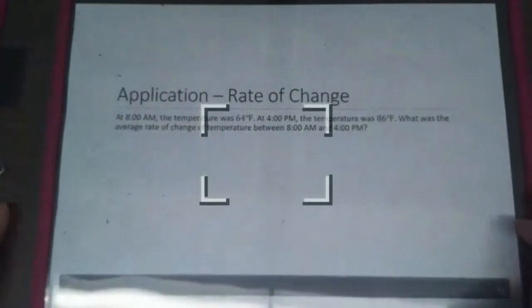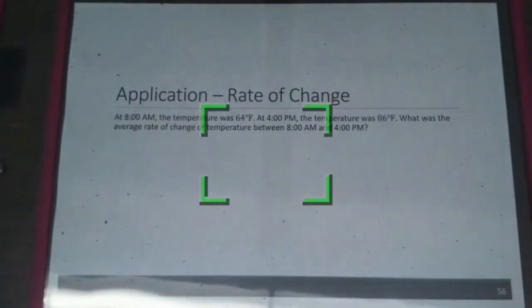Here's another slope-related problem. At 8 a.m., the temperature was 64 degrees Fahrenheit. At 4 o'clock p.m., the temperature was 86 degrees Fahrenheit. What was the average rate of change of temperature between 8 a.m. and 4 p.m.? So we want to know how the temperature is fluctuating.